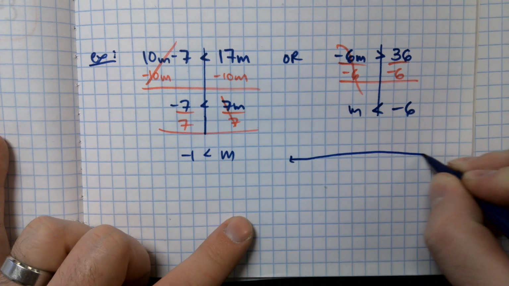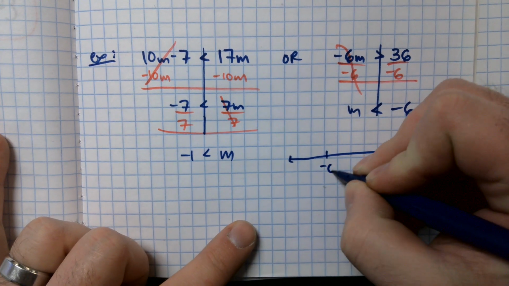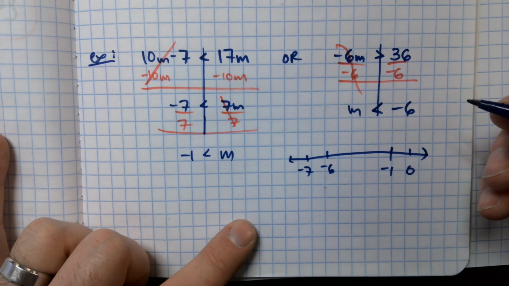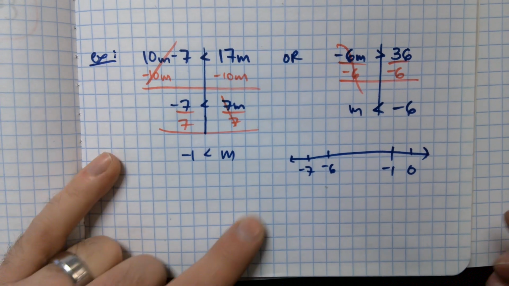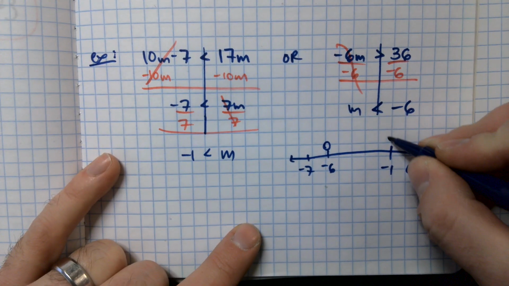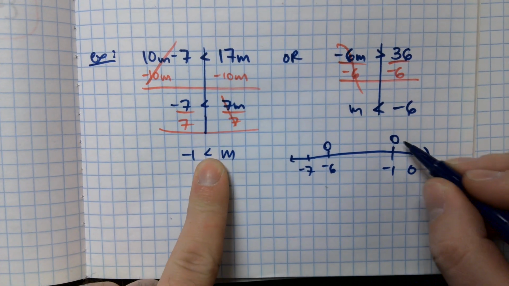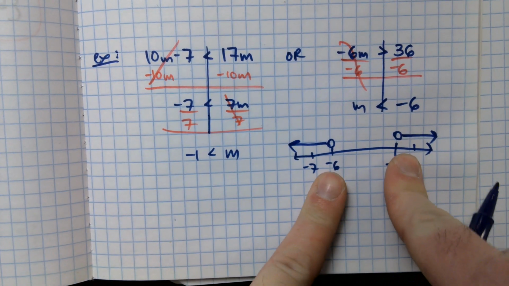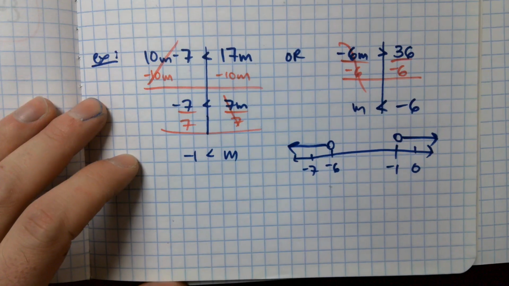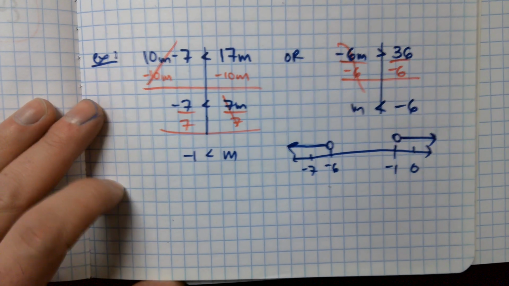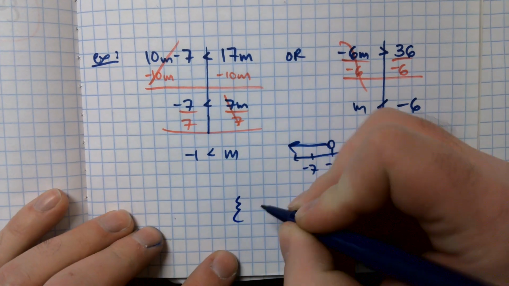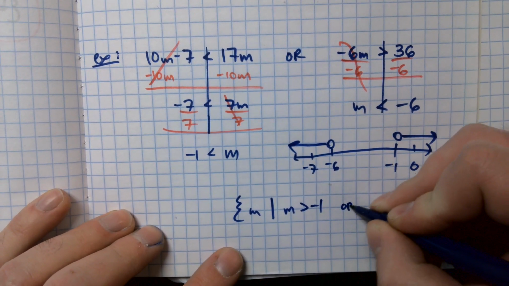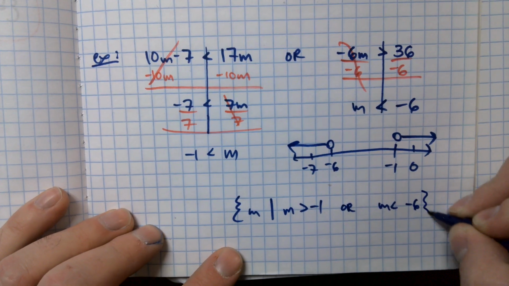If I set up my little number line, obviously -6 is going to be further to the left than -1. Right? Both open dots. Greater than -1 is to the right. Less than -6 is to the left. Is that a union? Yes, it is. My answer: all real numbers m, such that m is greater than -1 or m is less than -6.